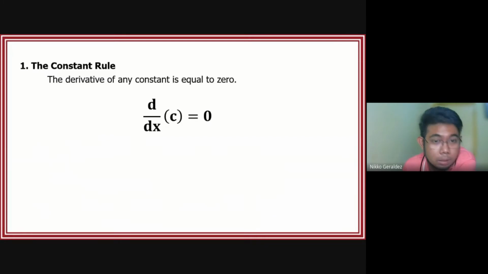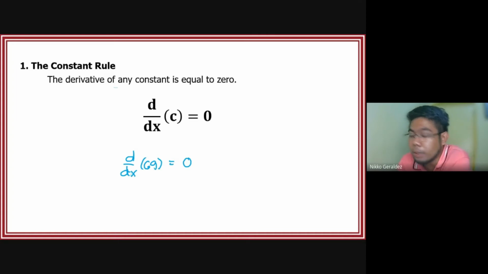So that is the constant rule. The derivative of any constant is equal to 0. Any number, 0. Example, derivative of 69. So 69 is constant, so its derivative is 0. So that's it, any constant.